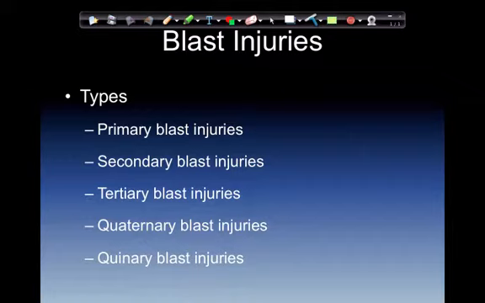Blast injuries. There are several different types here. Primary blast injuries: direct effects immediately after the explosion. Secondary blast injury is caused by propelled debris that would be in the blast wave. Tertiary blast injuries: the patient is thrown. Quaternary blast injuries: burn, crush injuries, etc. And quinary blast injuries are things like bacteria, radiation, and chemicals that might have been in the blast radius.